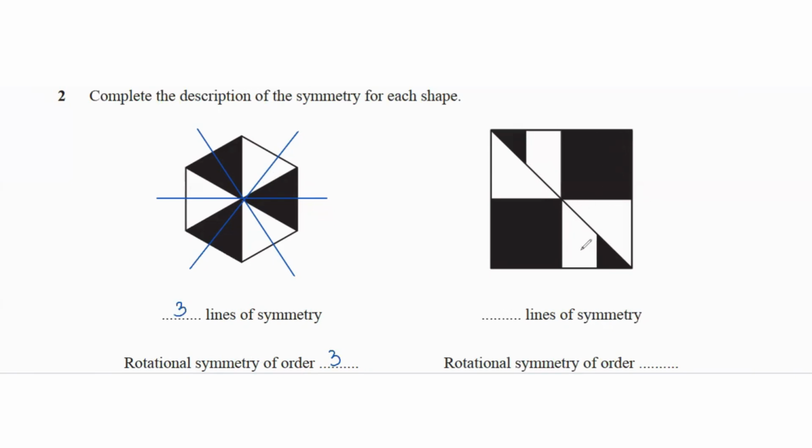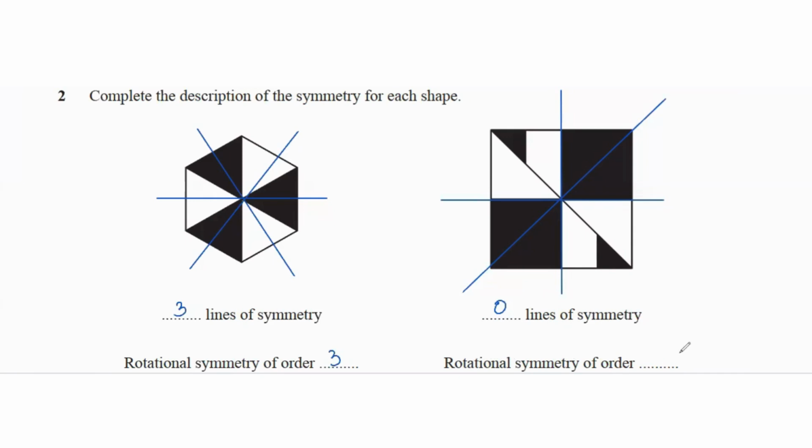Then for this square, we have to find the lines of symmetry. As you can see, if we add a line over here, it's not symmetrical. It's not symmetrical like this, neither like this, or according to the diagonal that's already drawn. So there are 0 lines of symmetry.